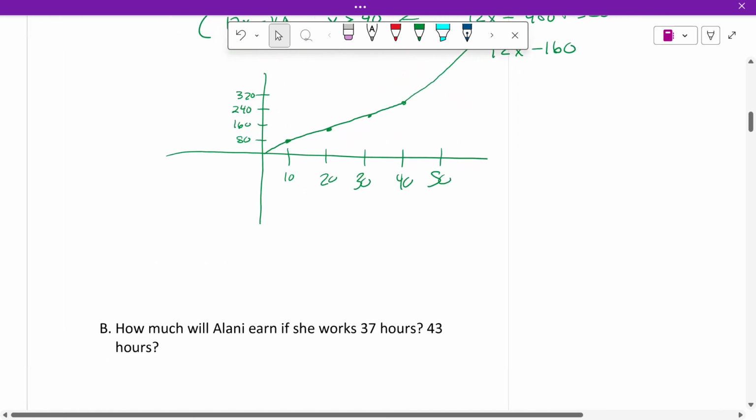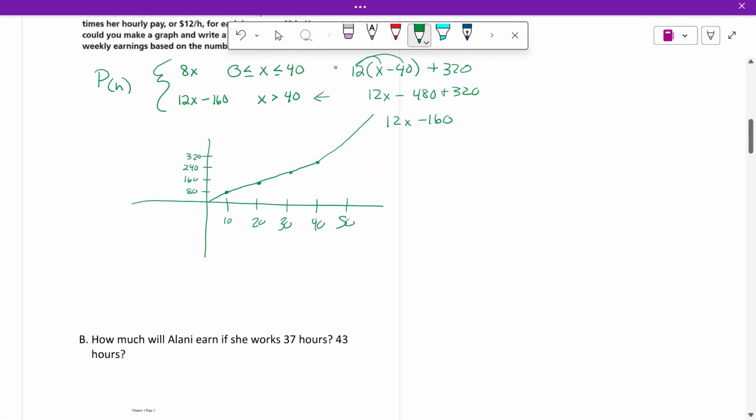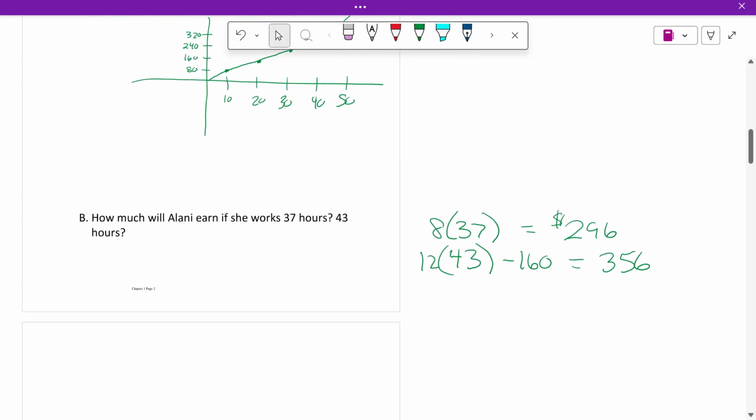So it says, how much will she make if she works 37 hours? If she works 37 hours, which one do you use, the top or the bottom? Top. So you just take 8 times 37, which is 296. If she works 43 hours, which one do you use? The bottom. So you have to take 12 times 43 minus 160. So it's like 356. Okay. And there we go.